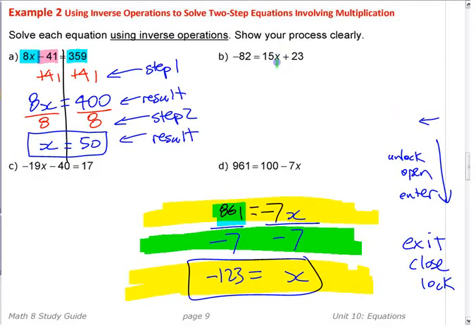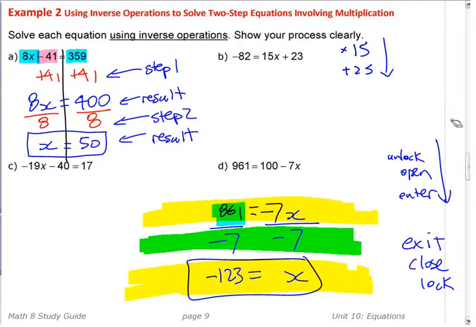If you knew what this x was, you'd first times it by 15 and then add 23. So when you undo those things, you have to undo them in the reverse order. To undo those, what order do we have to undo those things in? What do we have to do first? You have to undo this one first because it was the last thing that was done. It's 23. So you have to subtract 23, right?